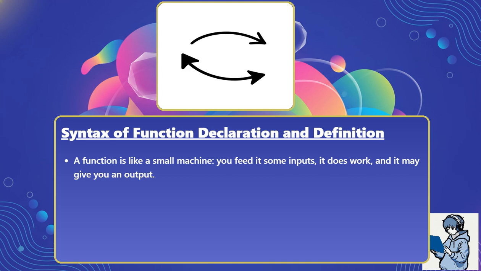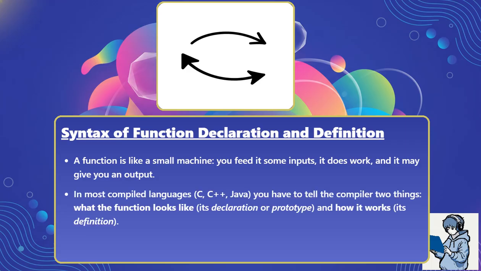A function is like a small machine. You feed it some inputs, it does work, and it may give you an output. In most compiled languages, C++, Java, you have to tell the compiler two things: what the function looks like, its declaration or prototype, and how it works, its definition.